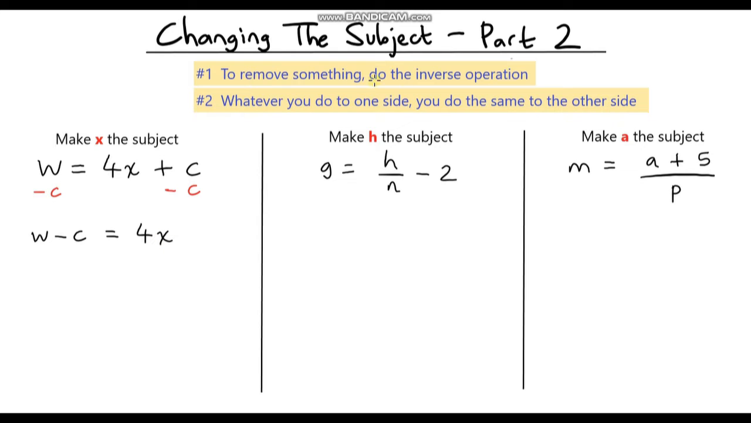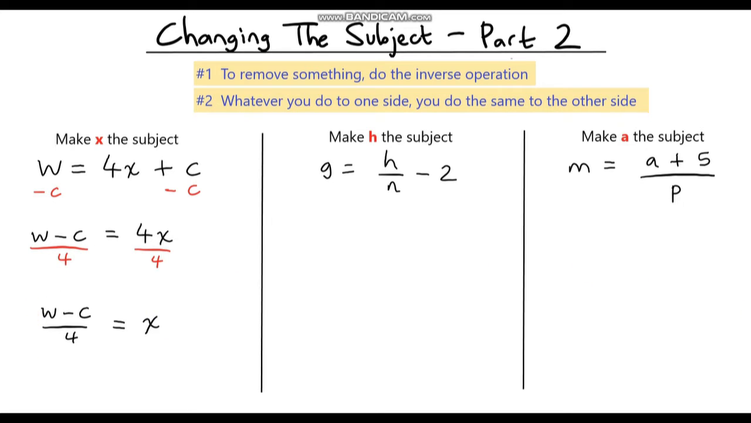To remove something, you do the inverse operation. So what's the opposite of multiplying by 4? Well, that will be divide by 4. So I'm going to divide the right-hand side by 4, and obviously I'm going to divide the left-hand side by 4. So what am I left with? On the left-hand side, I can just write all of this out: w minus c over 4. And on the right-hand side, all we'll be left with is x. So this is my answer. I have made x the subject. It doesn't matter that x is on the right-hand side. I could just switch these two things around, but this is absolutely fine as my answer.